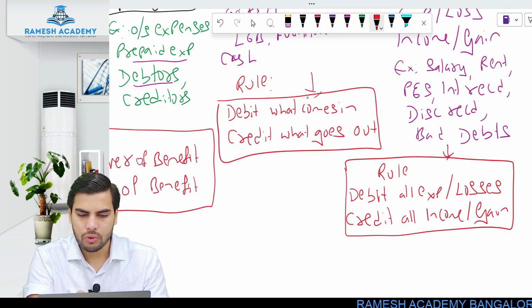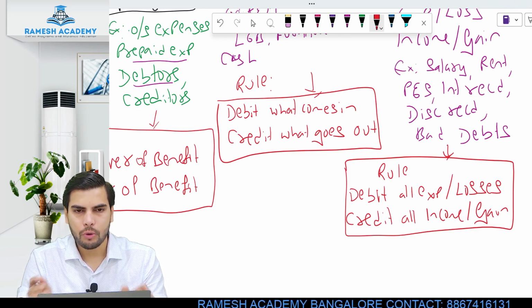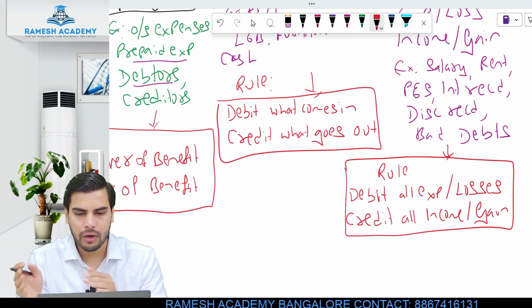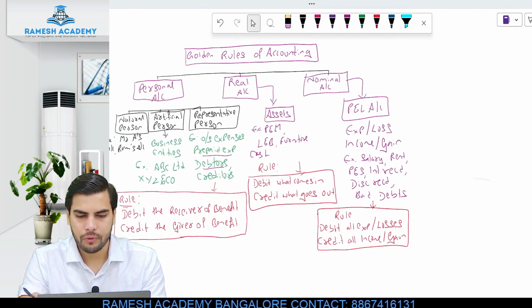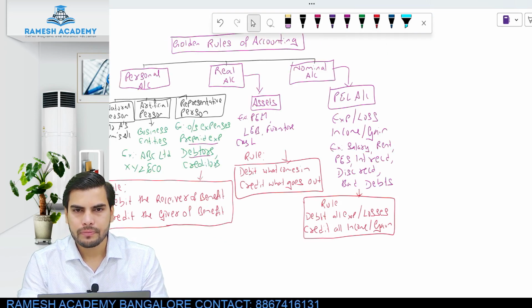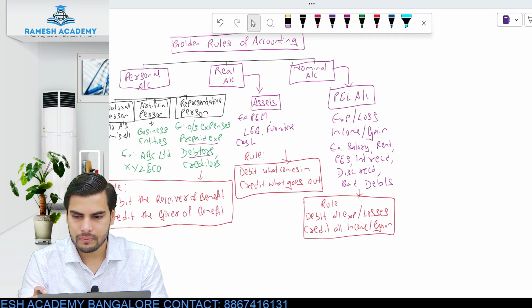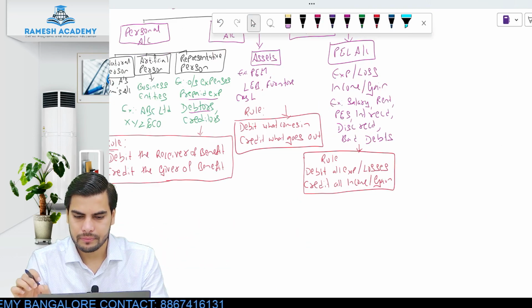Clear? So these rules are very important, crucial. Based on these rules only we'll be passing the journal entry. Is this clear? I hope you all understood this. Clear about what is personal account, what is real account, and what is nominal account? So this would be the chart for you guys. Anybody having any doubt, any confusion? Simple? Okay.